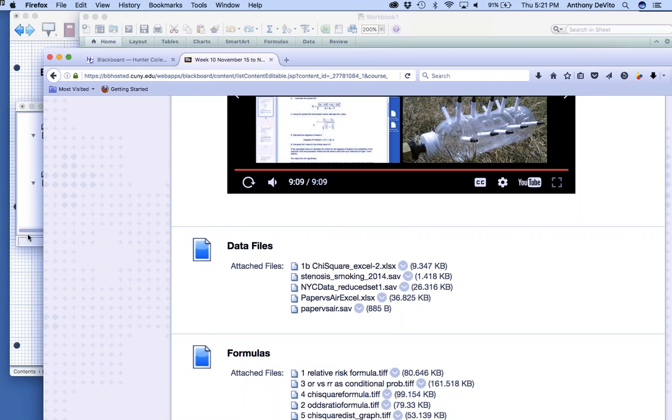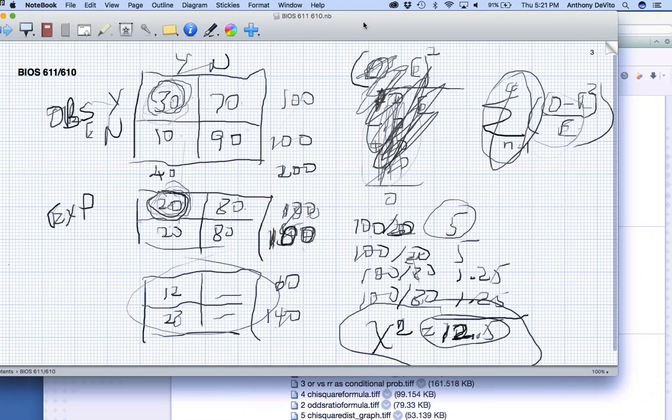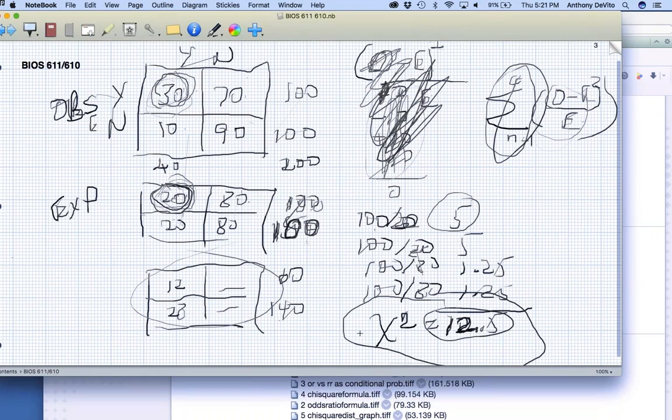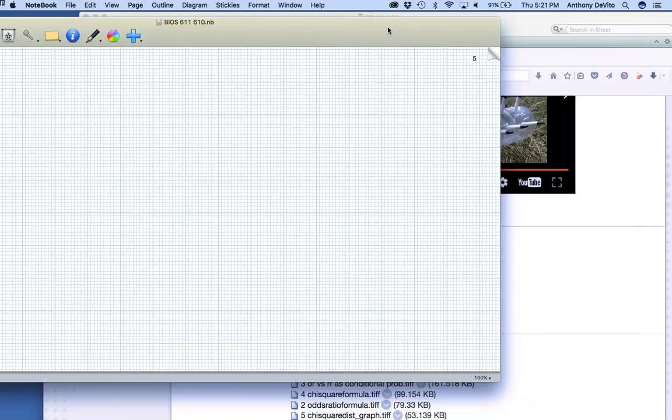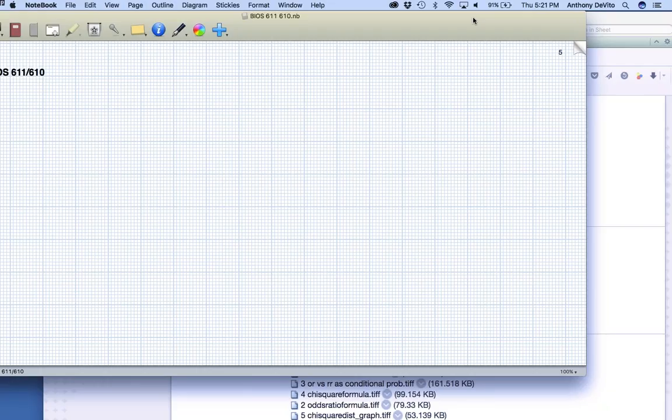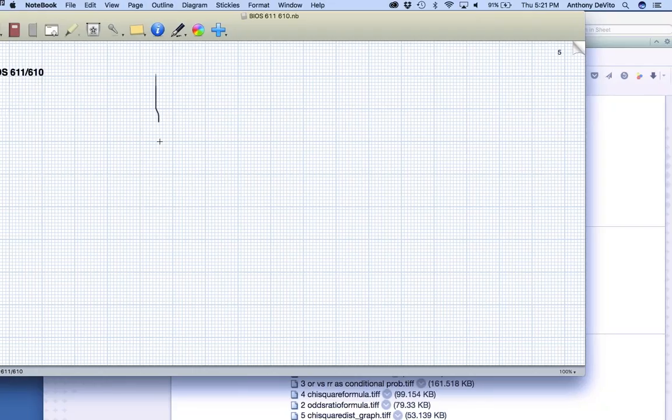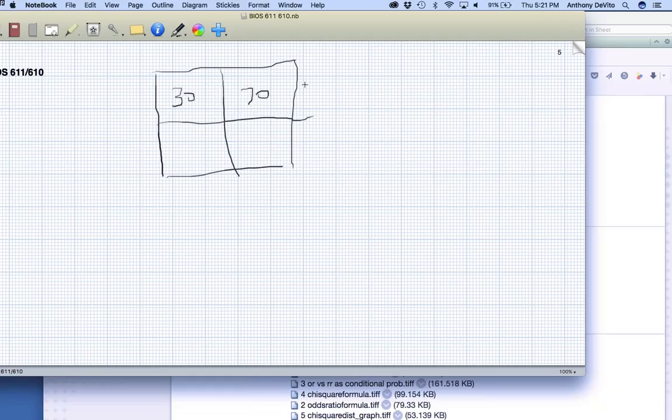Now I'm going to show you one other thing that we can do with these tables. Remember our table back here, our observed values? There's another calculation that we can do. I'm going to put up my observed values again. It was 30 and 70, 100, and it was 10 and 90, 100 people, and so on. This is people that used the bath, and this is people that didn't use the bath.